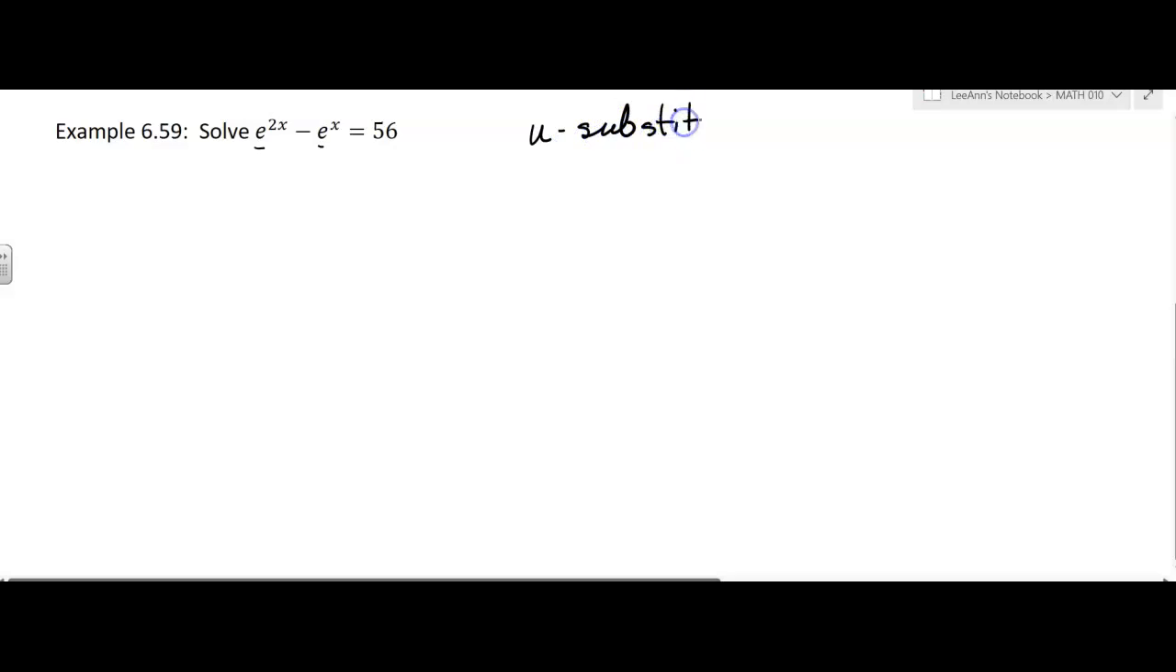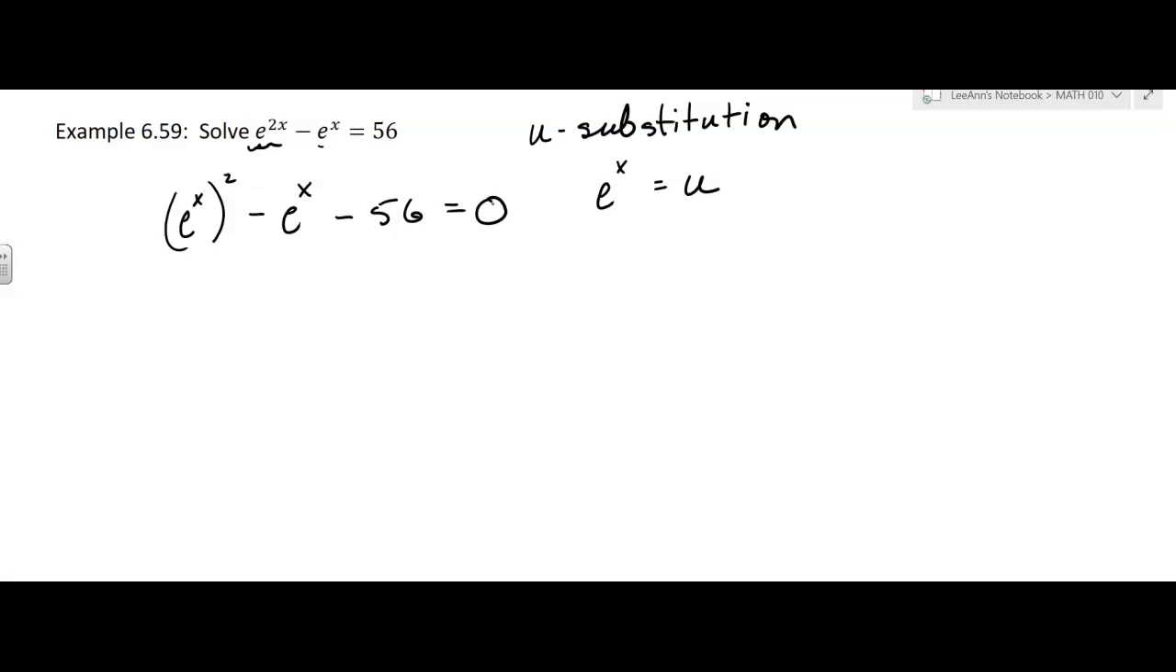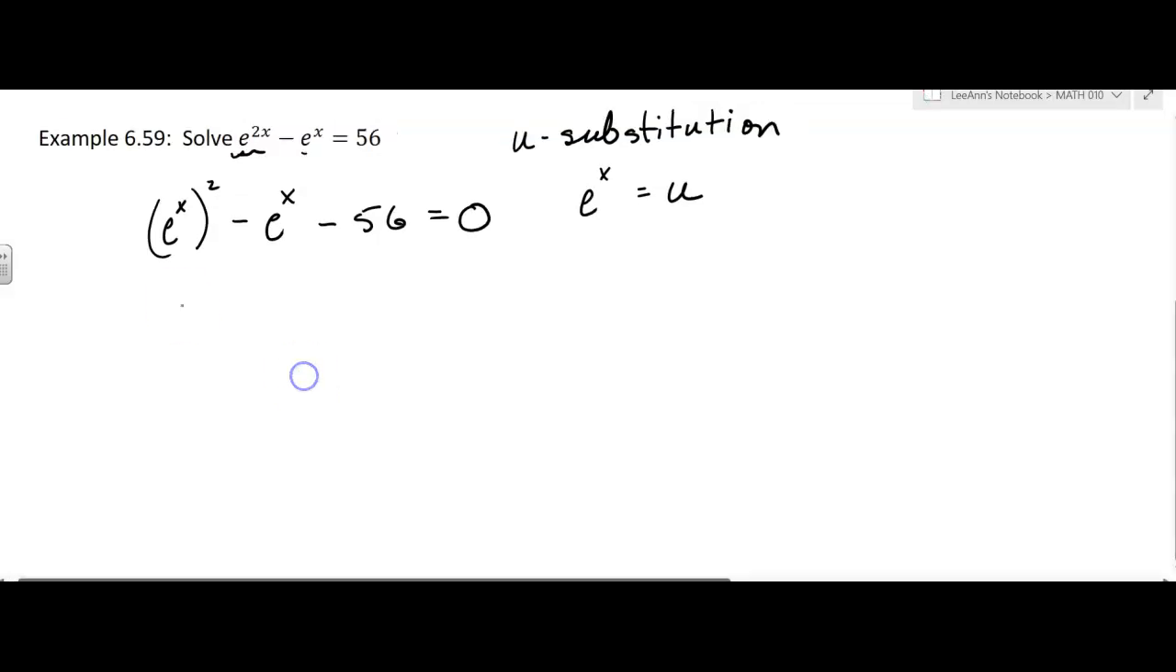I want to say we did these a long time ago, like back in February. And we're going to let E to the X equal U. So what that means is I'm going to have E to the X squared, that's the first term here, minus E to the X, and I'll just subtract the 56 over. So it's in that form of a quadratic. The book doesn't do it this way, they just go ahead and factor it, but I like to show the U substitution. So you get U squared minus U minus 56 equals zero.